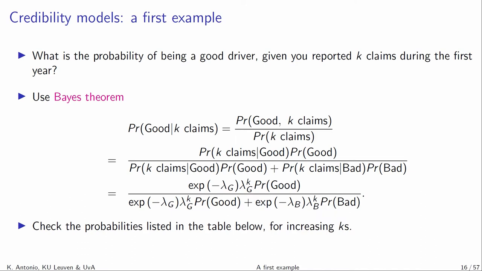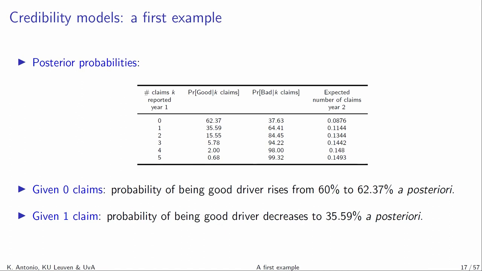So I can plug in all the expressions and I can calculate these probabilities, because in this stylized example, I know the probability of being good, being bad. I know the dedicated lambdas, etc. Yeah? So we can check the probabilities in the table. Not the table below, but this table.